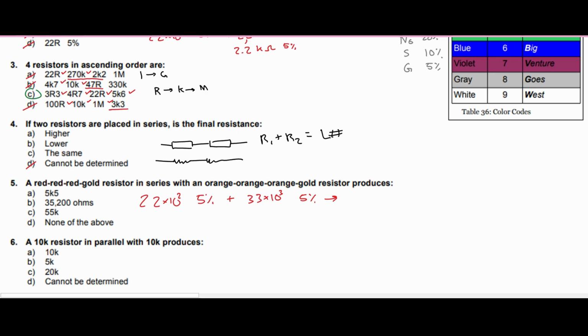Now, if we write these out, we are going to have 2,200, and then we are going to have 33,000 with 5% each. So if we add these both together, we are going to get 35,200 with 5% tolerance, or we are going to have 35.2K, and this is 5%. So these will be our two answers. It's obviously not going to be A. We don't have a 55. It's not none of the above either, because our answer is B, 35,200 ohms, and that's what we wrote right here.